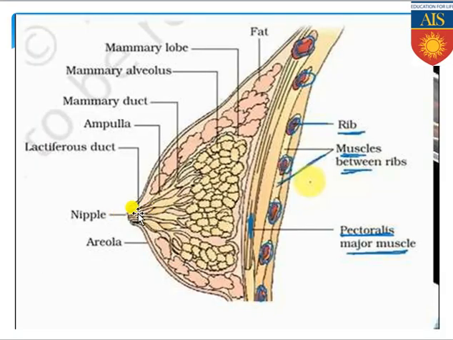That means after the mammary ampulla you can see so many ducts going outside and opening through the nipple, and those ducts are commonly known as lactiferous ducts. Through these ducts, from the mammary gland, the milk is coming out.